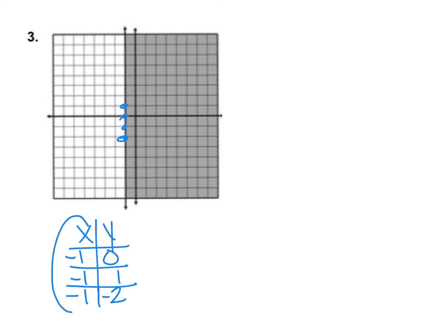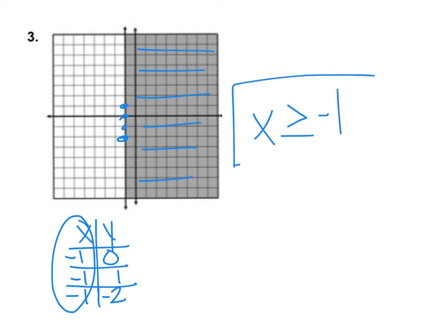And in every case, notice x is equal to -1. So this is at x is, now it's going to the right, so it's going to be greater than, and then since I have a solid line, or equal to -1. So in this lesson, we took a look at how to write and to graph linear inequalities.